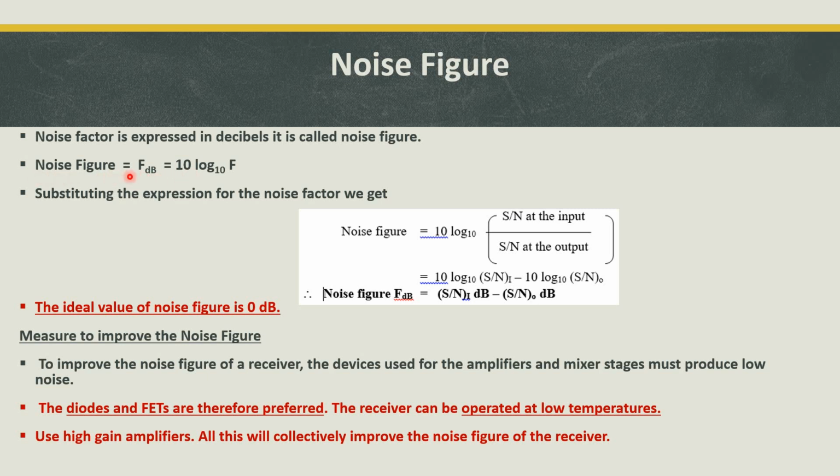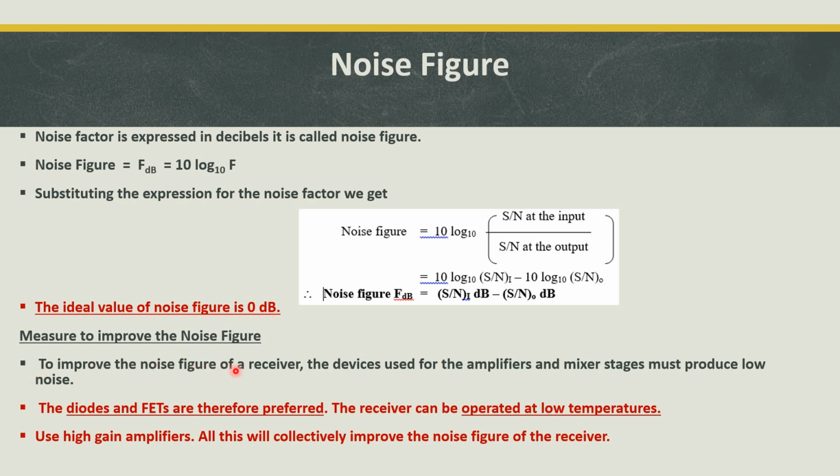So noise figure F in dB equals 10 log base 10 of F. That is, the noise figure equals 10 log base 10 of the input signal to noise ratio divided by the output signal to noise ratio. So the noise figure in dB is SNR input minus SNR output. The ideal value of the noise figure is 0. That means if the noise factor is 1, the added noise is 0, and the noise figure will be 0, because if you take the dB of 1, you get 0.